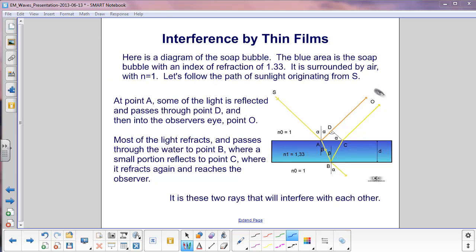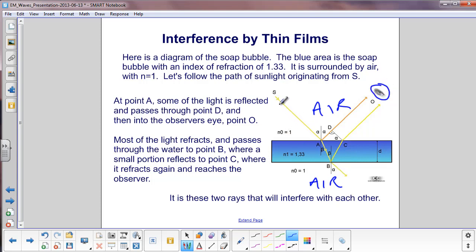Here's what we're talking about. We have a soap bubble here. This blue color is a soap bubble. It has an index of refraction of 1.33, and it is surrounded by air. So we have air up here, and we have air down here. Air has an index of refraction of 1. We have light. Let's say it's coming from the sun, coming this direction. Over here is an observer. That's kind of an eyeball right there.